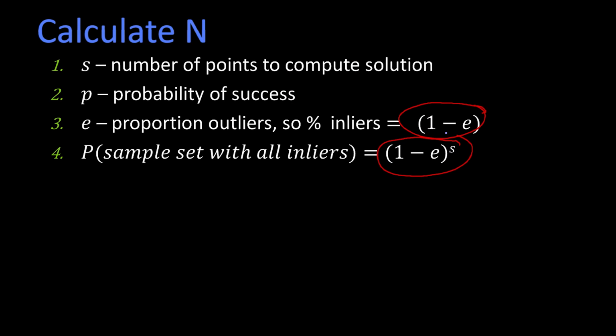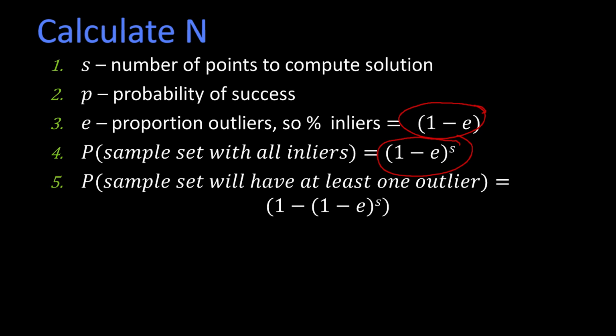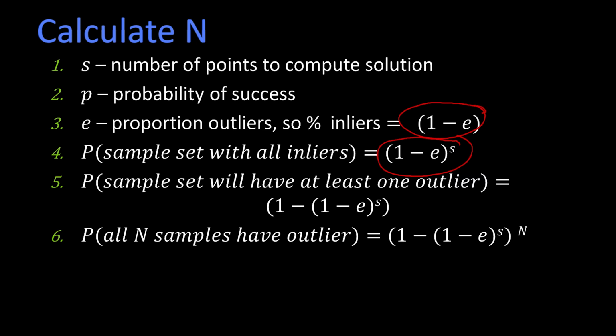Okay, so that's the probability that all of the points in the sample I pulled are inliers. So what's the probability that at least one of those is an outlier? Well, 1 minus that. Okay, so that's just 1 minus E to the S. Okay, so if I pull out n sets, what's the probability that all n are outliers? Well, given that my sets are independent, it's just this 1 minus E to the S, all raised to the n. Okay, so that's the probability that all n samples have an outlier.